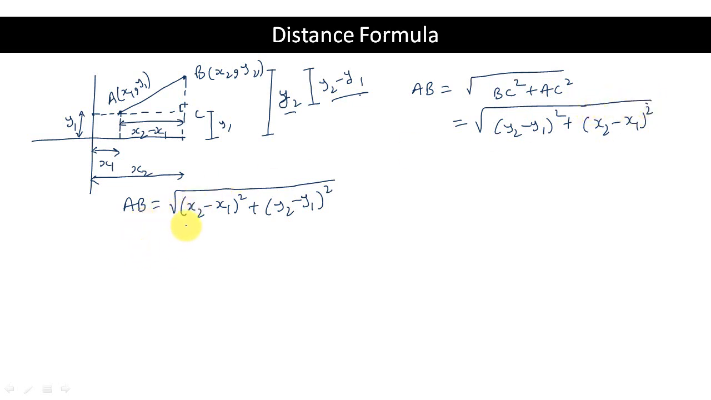So this is the general formula to find the distance between any 2 points on the Cartesian plane. Simply subtract the x coordinates and square them, and subtract the y coordinates and square them. Add and take the square root, you will get the distance between AB.